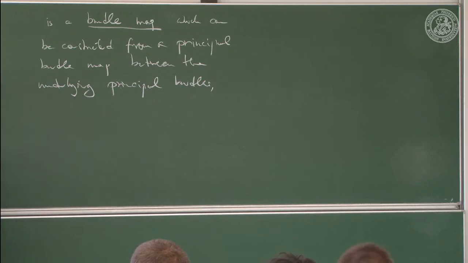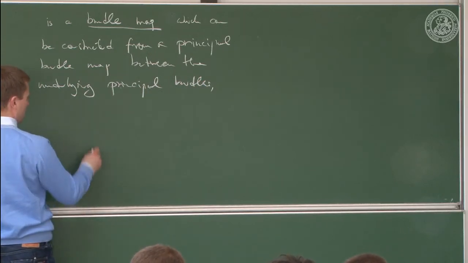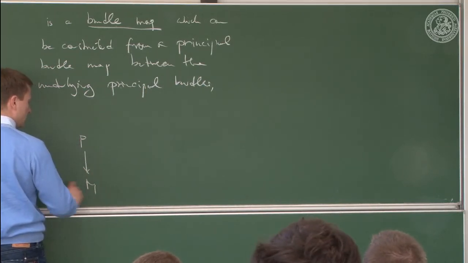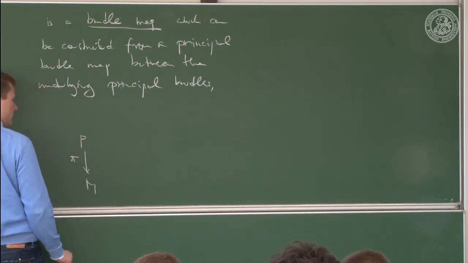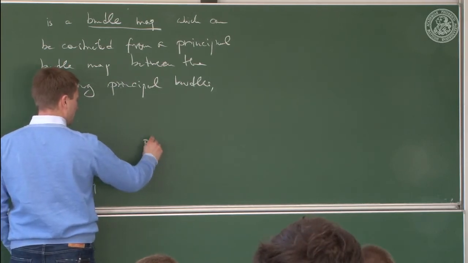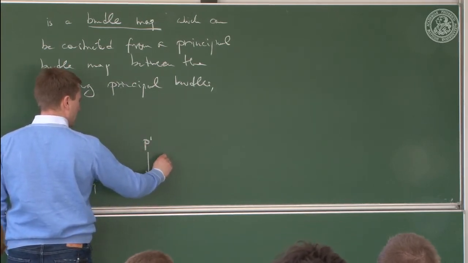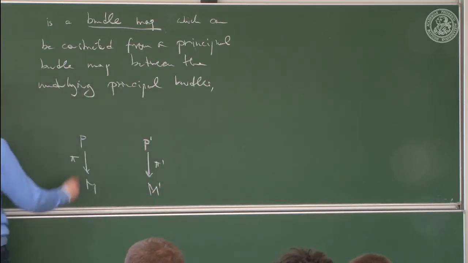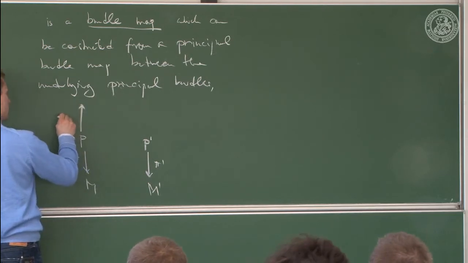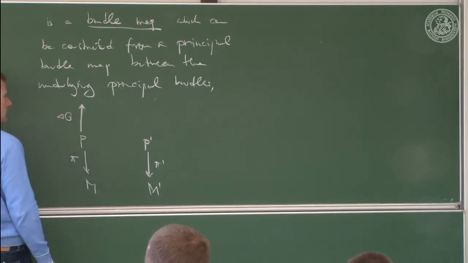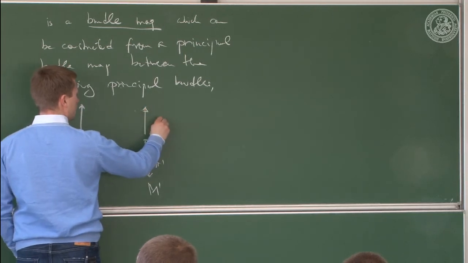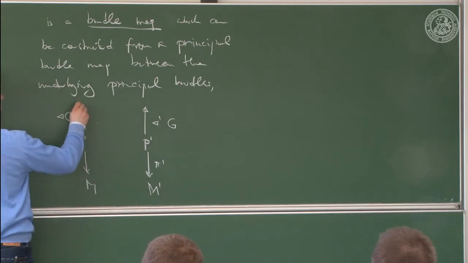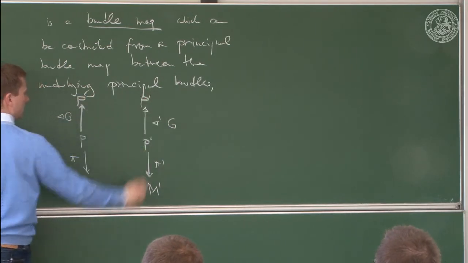So let's write down such a map between the underlying principal bundles. We have the principal bundle P down to M, that's the projection pi. We have another principal bundle P prime, with the projection pi prime going down to M prime. These are the two principal bundles. But we also want the right action of G on P, and the right action primed of the same group G on P prime.